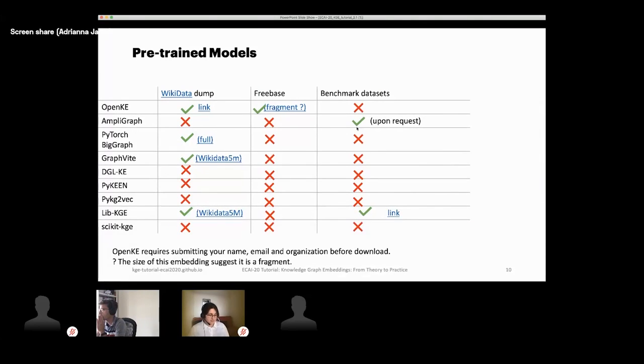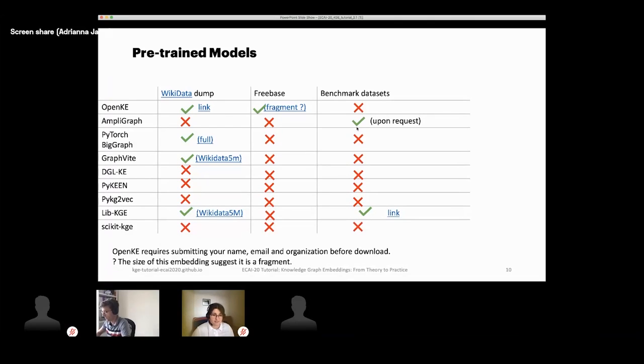Then we will switch to another aspect of libraries: pre-trained models. So sometimes when all you care about is the downstream task, you may not have resources for training your own knowledge graph embedding, and the availability of a pre-trained model would be crucial here. Because it takes a lot of time to train a model, and also space and skill, you can benefit from the pre-trained models that are available for some libraries.